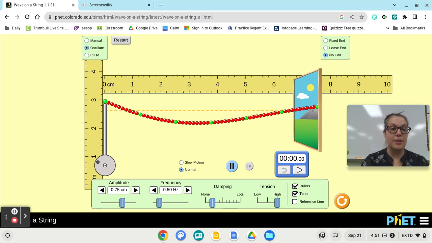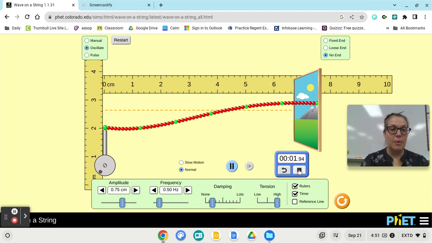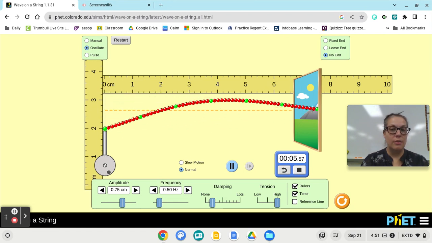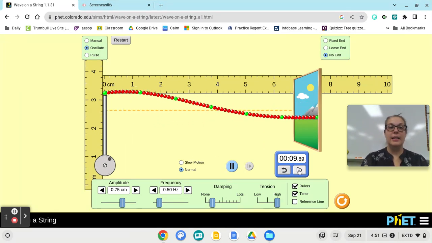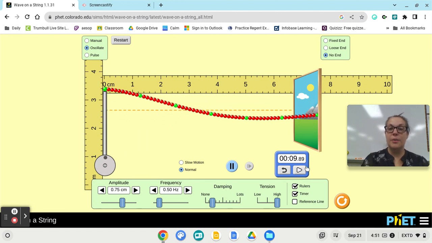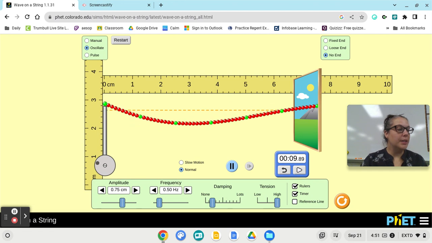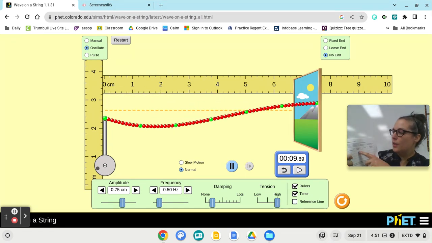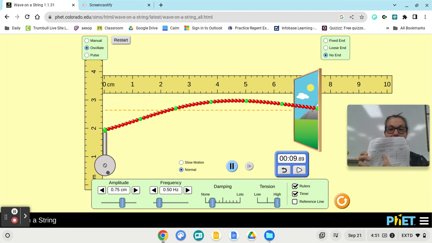So you can watch. All right. Start the timer. 1, 2, 3. Look at the clock. 4, 5. Okay, I got to 10 seconds. And I noticed that it went around 5 times. So I would record 5 where it says number of waves completed in 10 seconds.